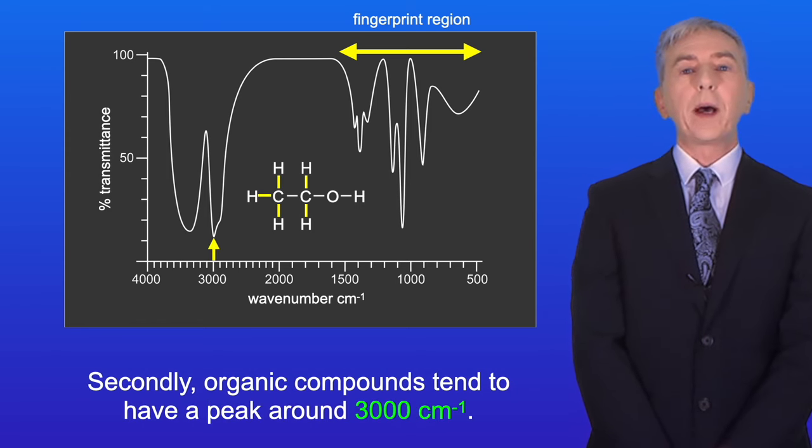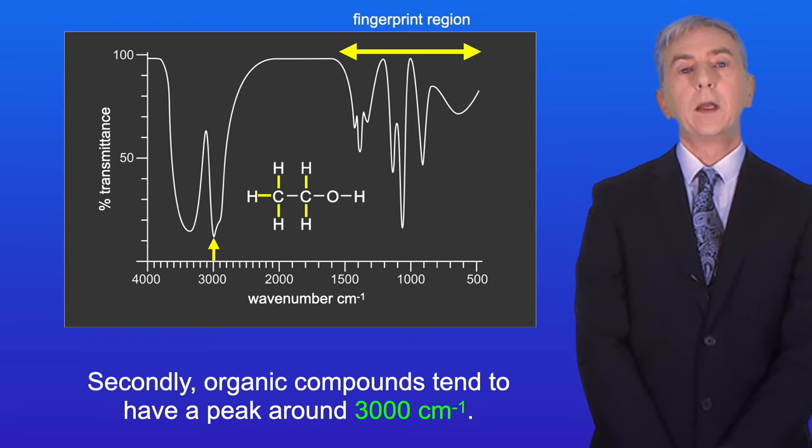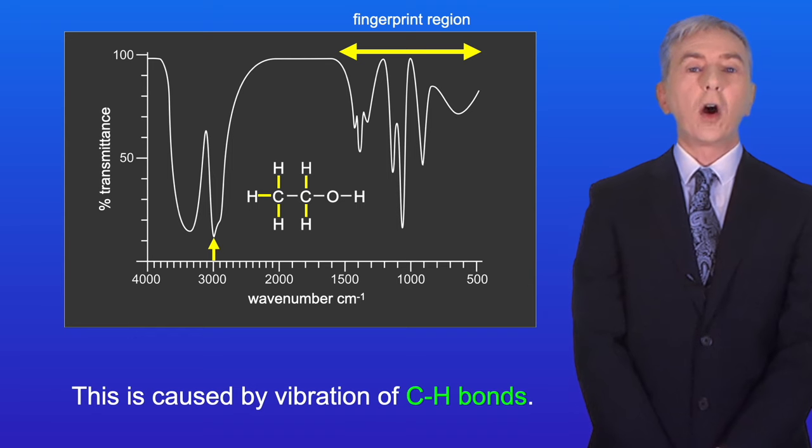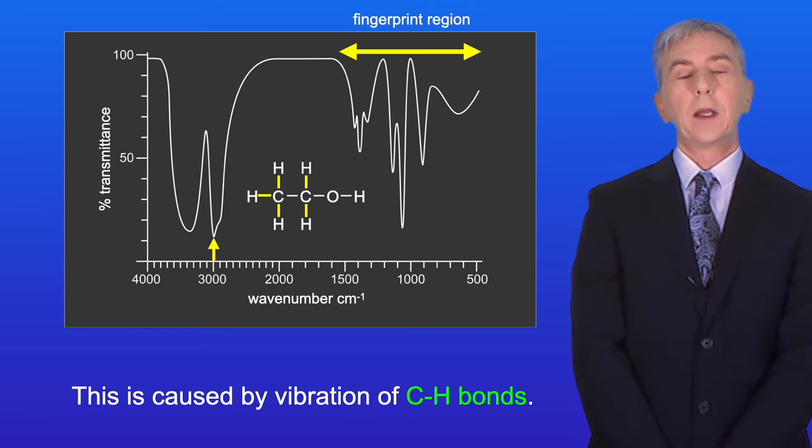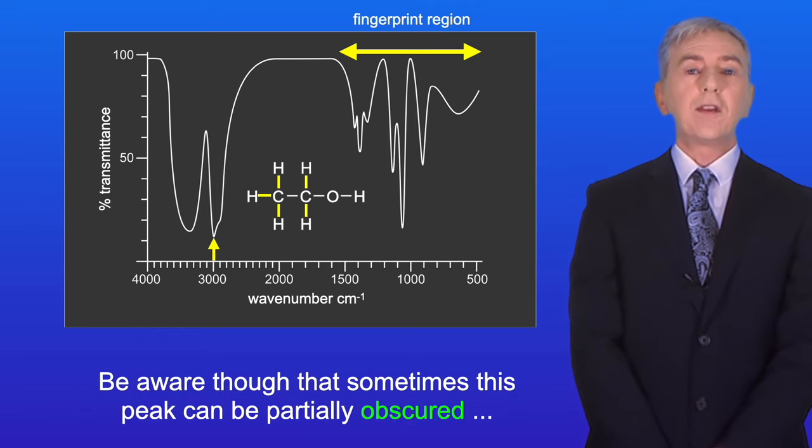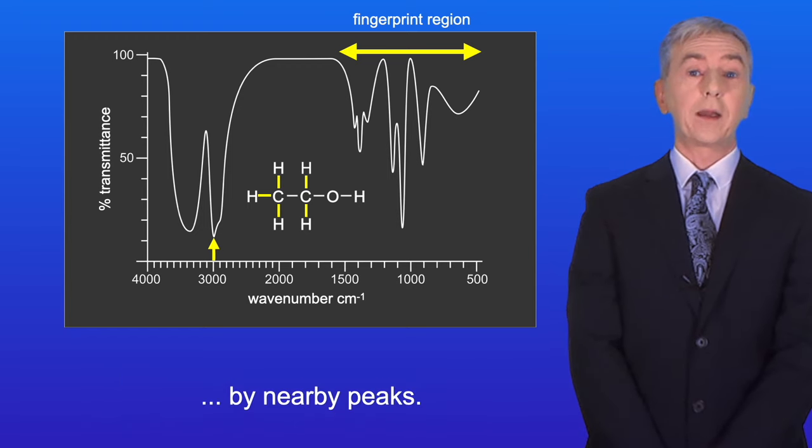Secondly, organic compounds tend to have a peak around 3,000 centimetres to the minus 1. This is caused by vibration of carbon to hydrogen bonds. Be aware though that sometimes this peak can be partially obscured by nearby peaks.